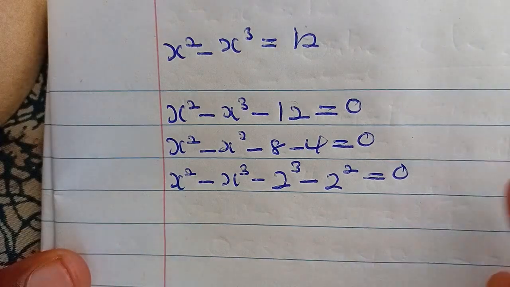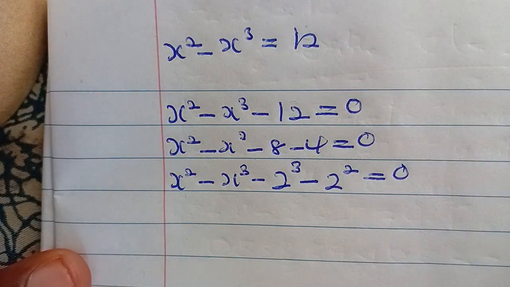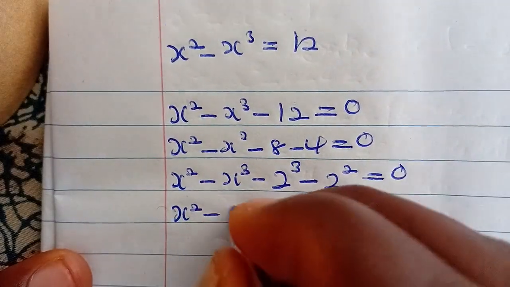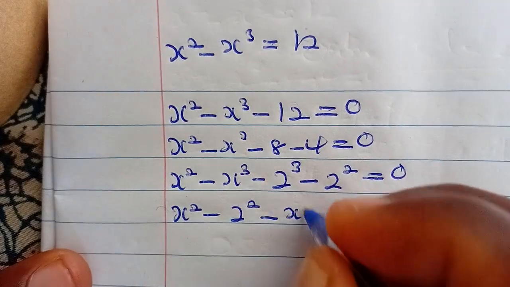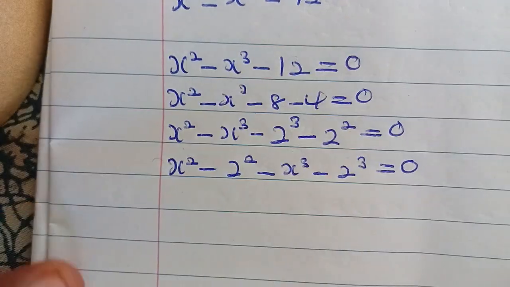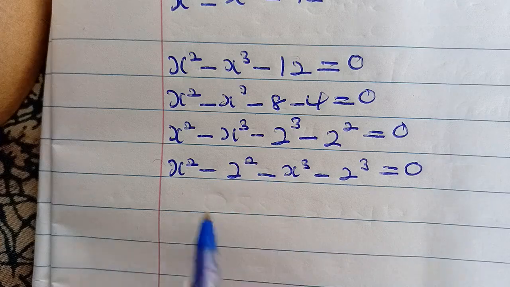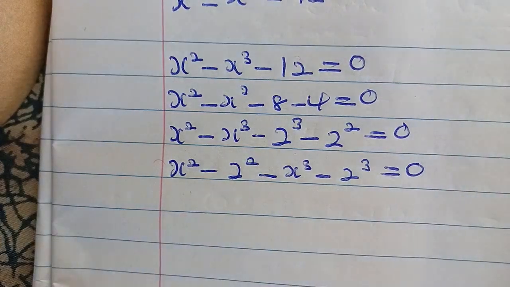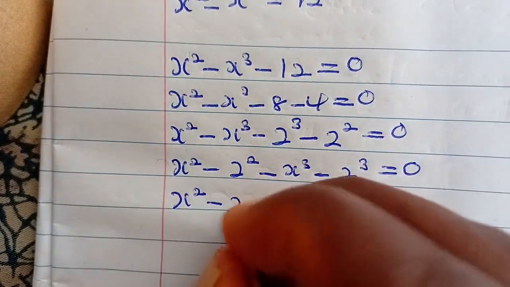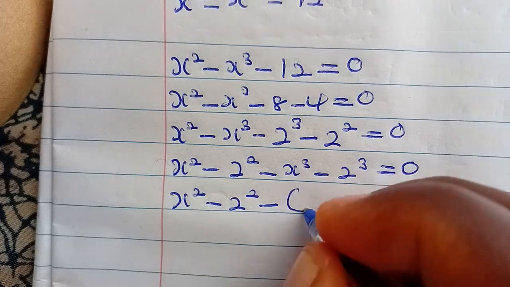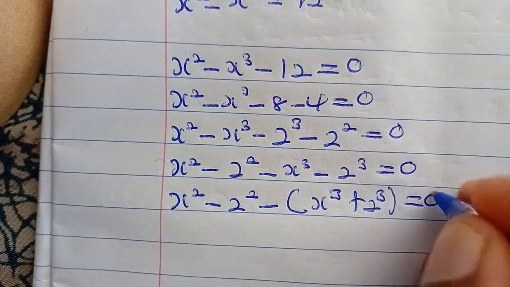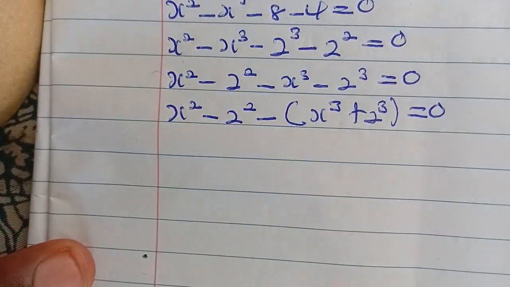Now here we group the squares and then we group the cubes. So you're going to have s squared minus 2 squared minus s cubed minus 2 cubed equal to 0. This is what you have. Now we can rewrite this equation in another form. So we can introduce a bracket. We can have s squared minus 2 squared minus, we can introduce a bracket here and have s cubed plus 2 cubed equal to 0. So this is what we have.